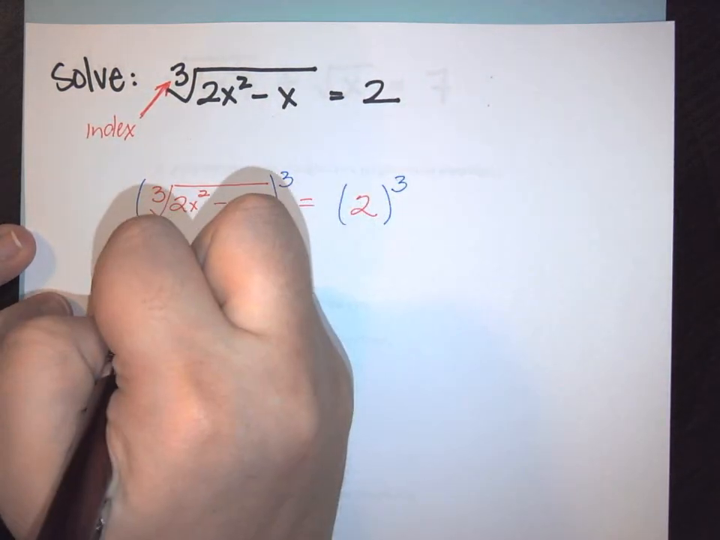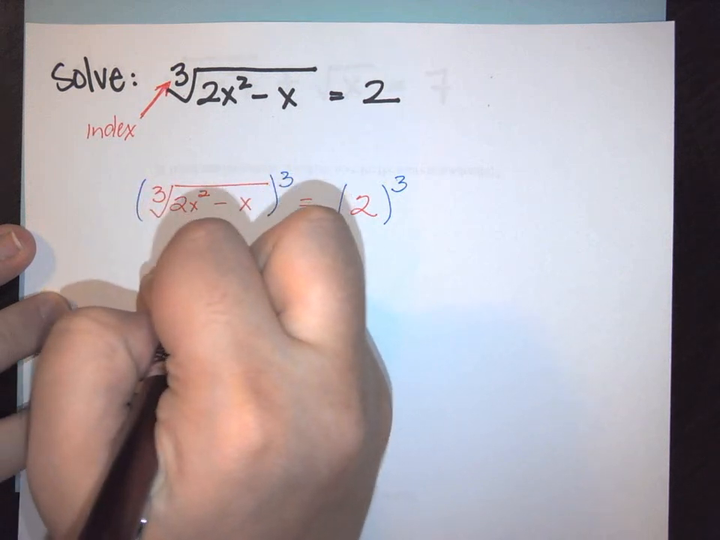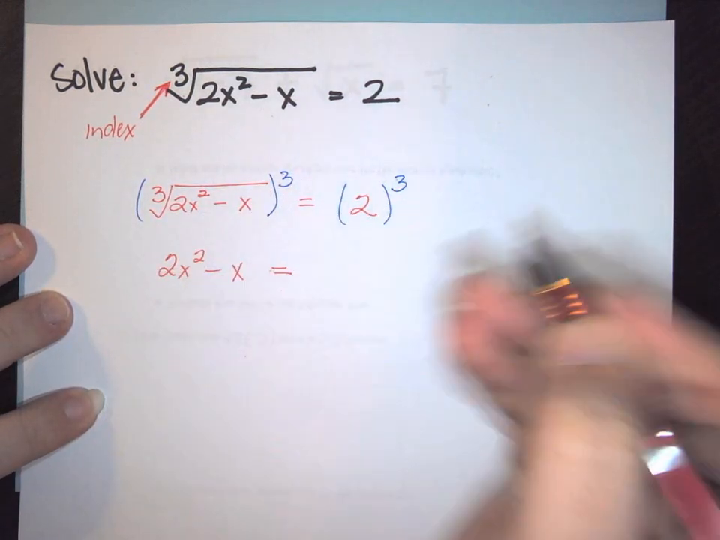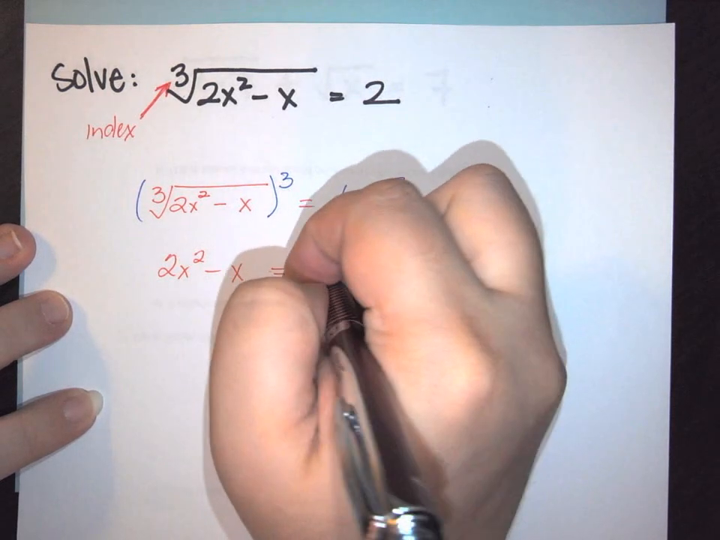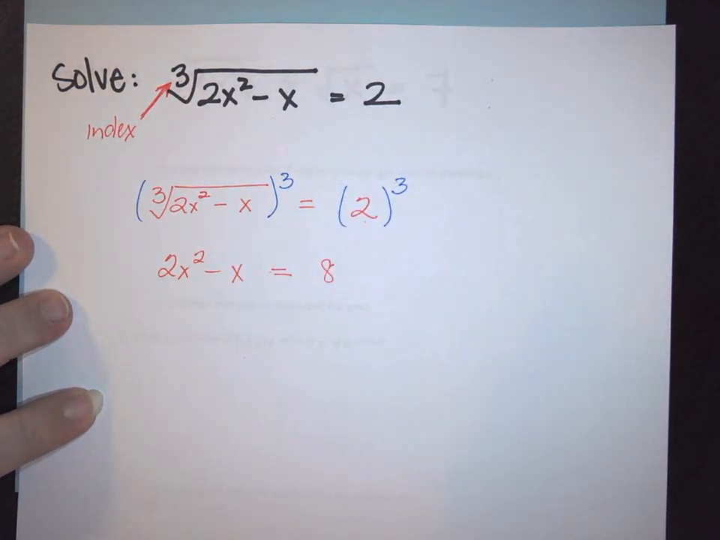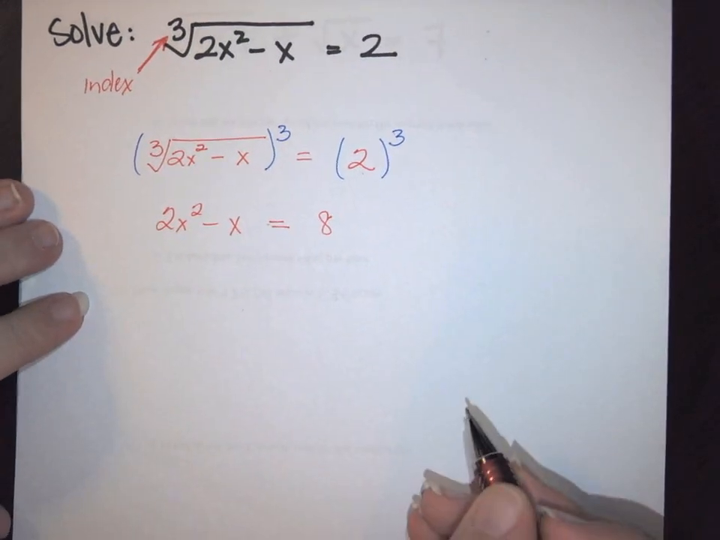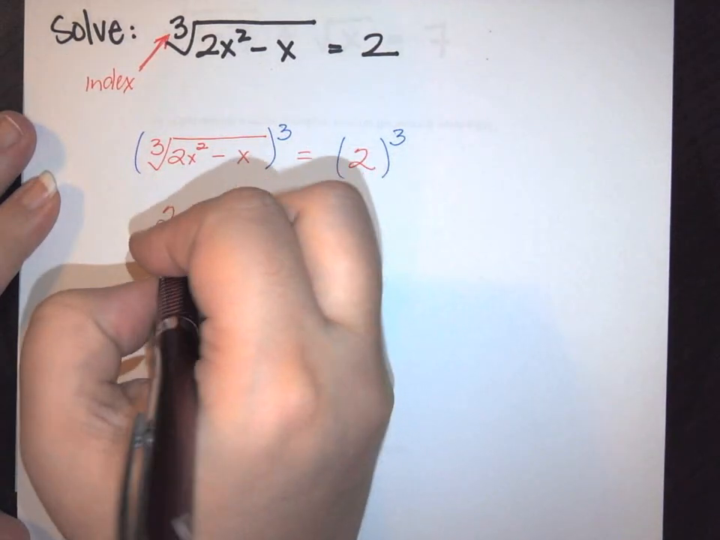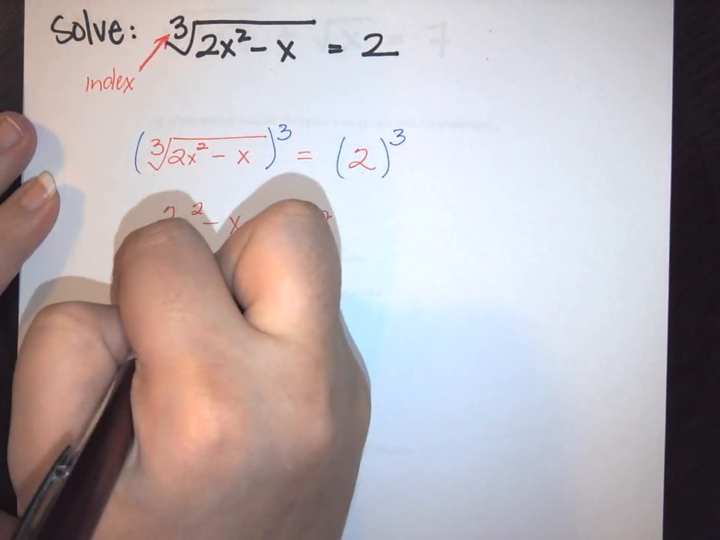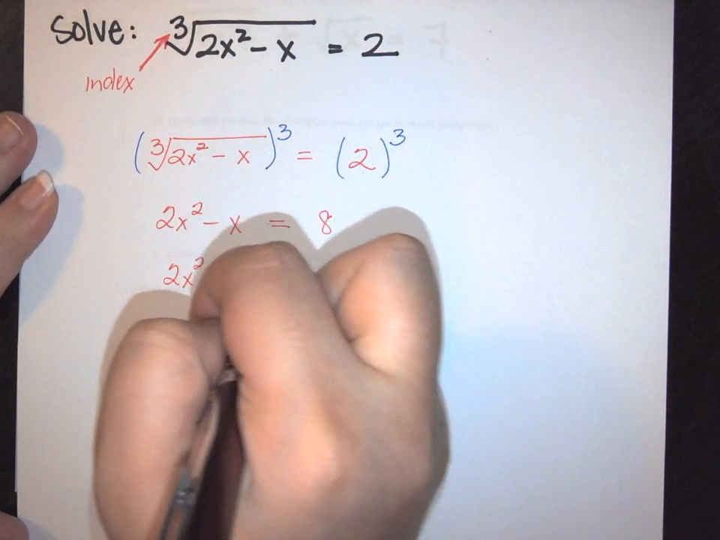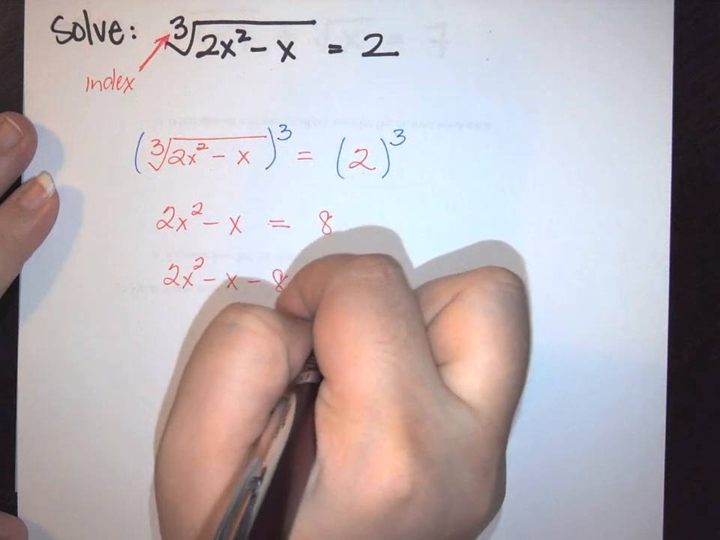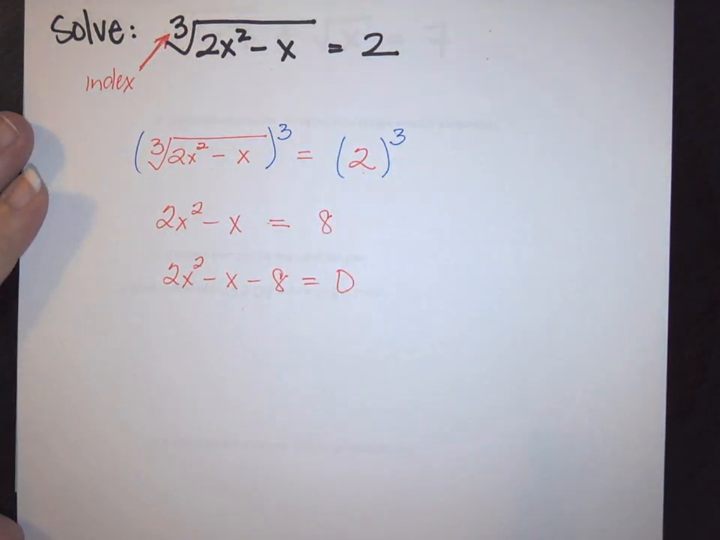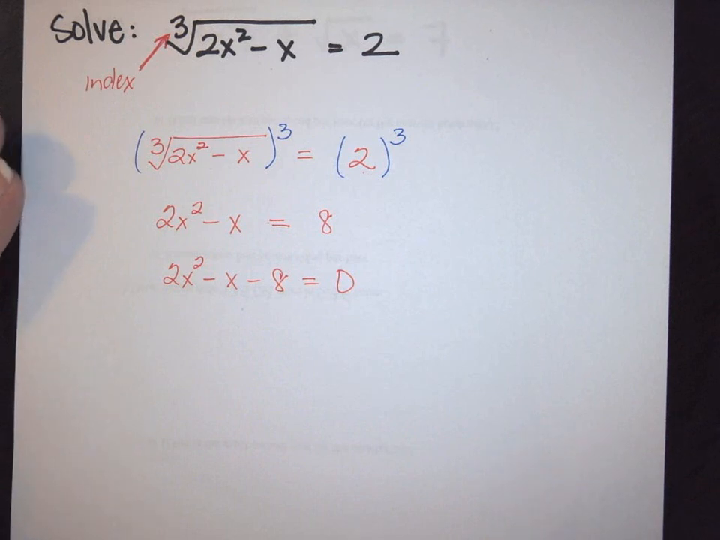So this is going to leave me with 2x squared minus x equals, and then 2 cubed is 8. Now all I have to do is solve for x. The first thing I'm going to do is move that 8. So this becomes 2x squared minus x minus 8 equals 0. And now you simply need to factor or solve any way possible.